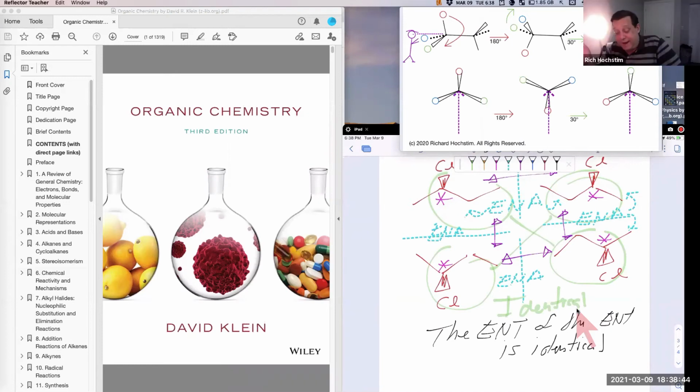Now we could use that in naming, of course, because what happens is if we go ahead and name one of them, like let's say we name this one here, this would be 1, this would be 2, this would be 3. Low priority is back. So we go around like this. This would be R. This is S. And this is R. And this is S. You see, you can do a lot of work. With these tricks, you can get a lot of mileage.